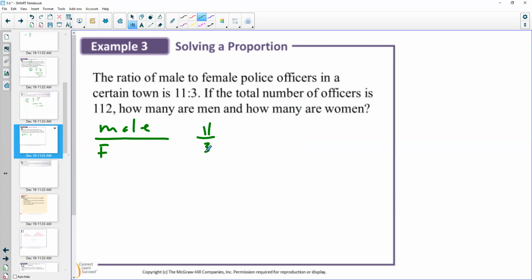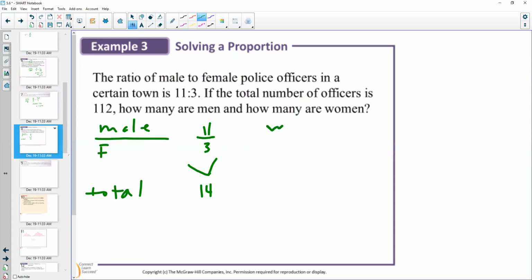Well, I didn't have a total here. So if we think about it, for every 11 male police officers, there are 3 women. So for a total, that gets us to 14, right? Once I have that, I can start figuring out how many men and how many women.